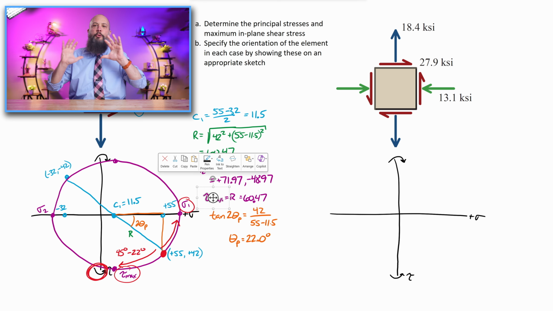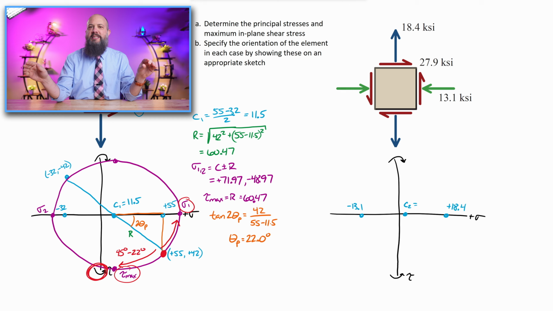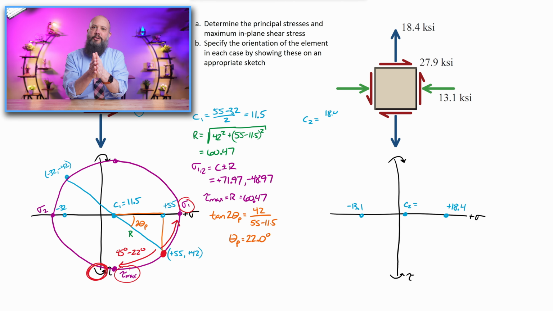So we start off, we draw Mohr's circle. Positive 18.4 on the horizontal axis, negative 13.1 on the horizontal normal stress axis. Center of the circle is the average of those 2 points. So positive 2.65 is the center of Mohr's circle.